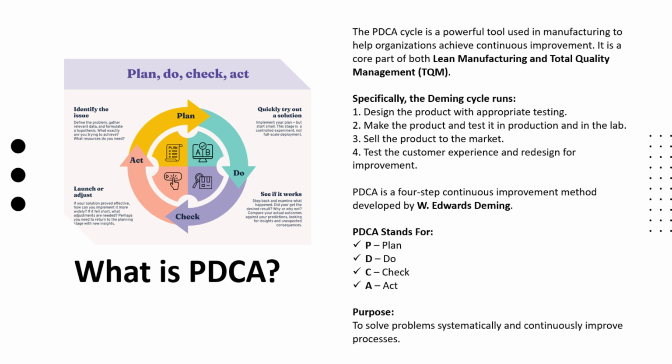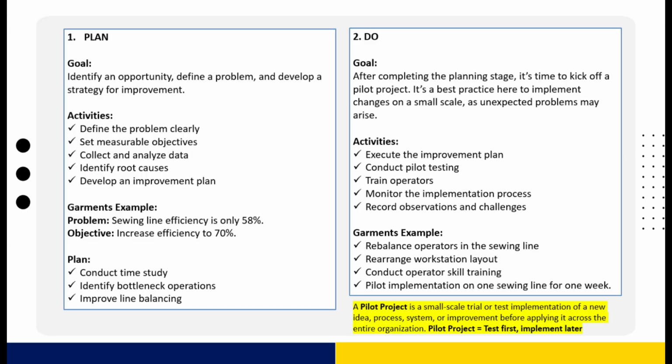PDCA stands for P, Plan; D, Do; C, Check; A, Act. The main purpose of PDCA is to solve problems systematically and continuously improve processes. Now I will explain each step.